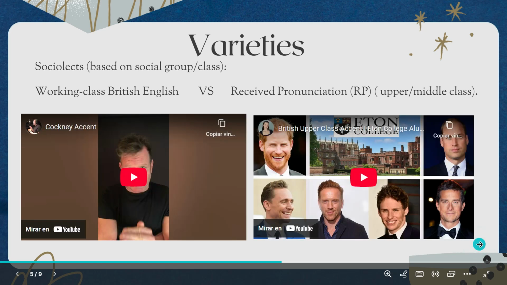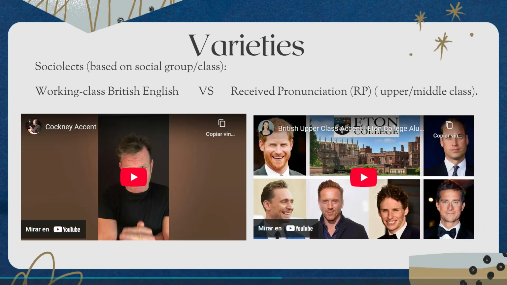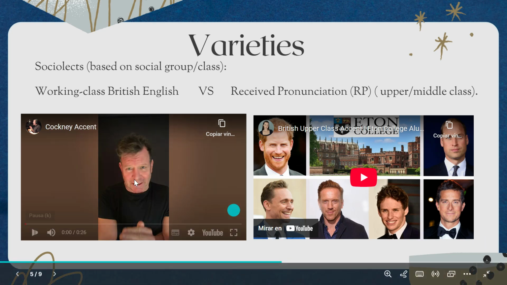Now we're going to take a look at some examples based on sociolects, which is also a social group or class specific in England. We see the working class, British English, and the received pronunciation, upper or middle class.